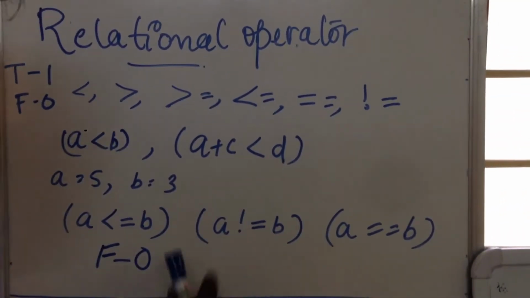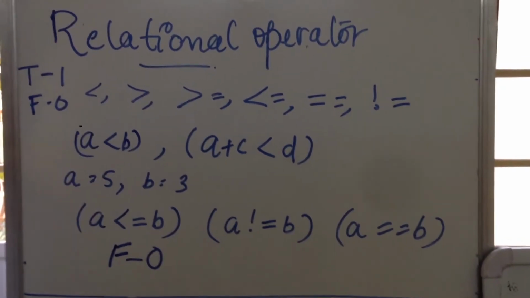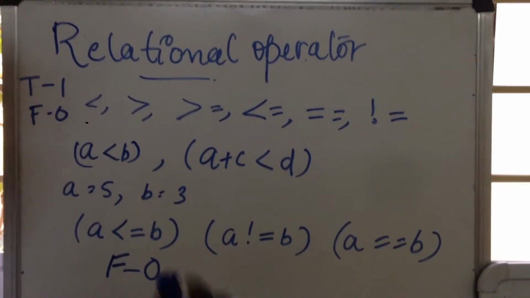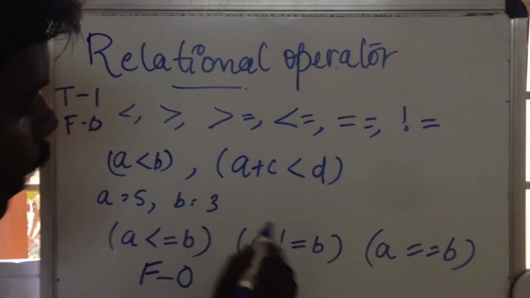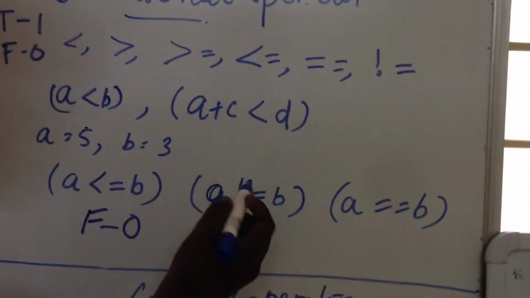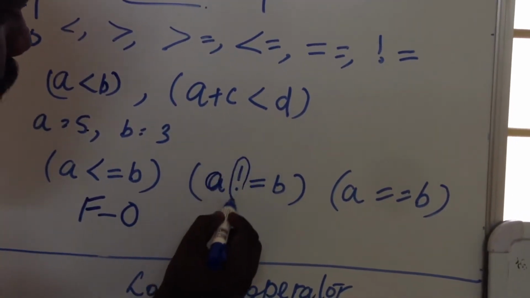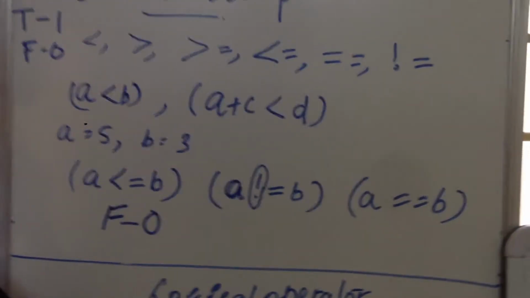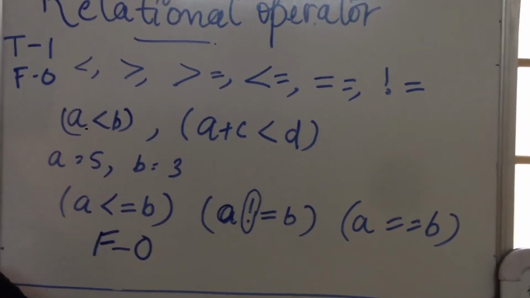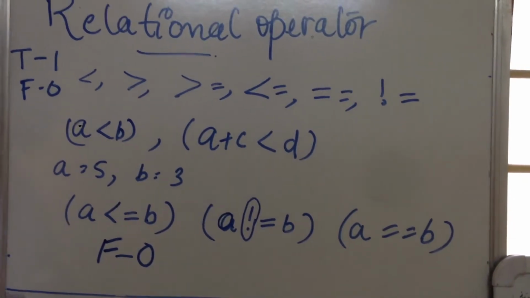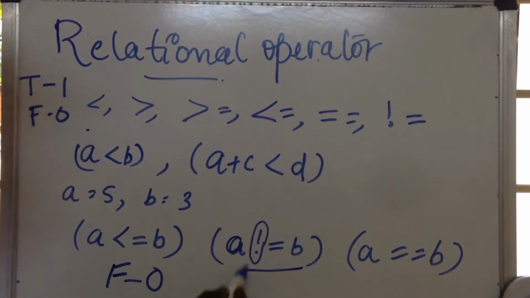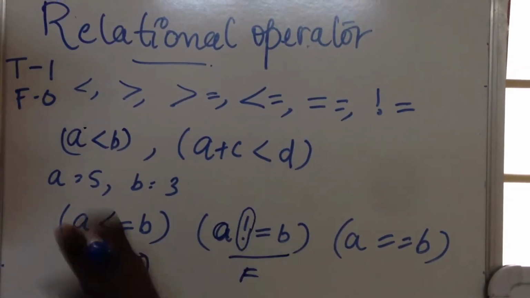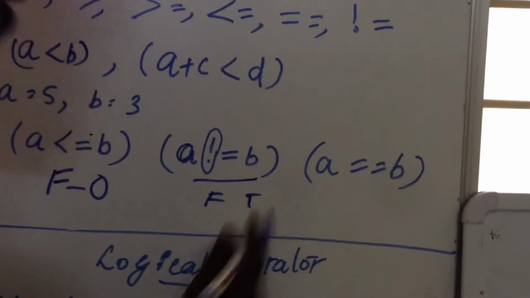Look at this expression: A is not equal to B. Think about the not equal to operator in this manner. Don't bother about the not operator. First we have to check whether A equal to B. If it is A equal to B, then we have to consider the not operator. If A equal to B is true, then the result will be false. If this expression is false, then the result will be true.